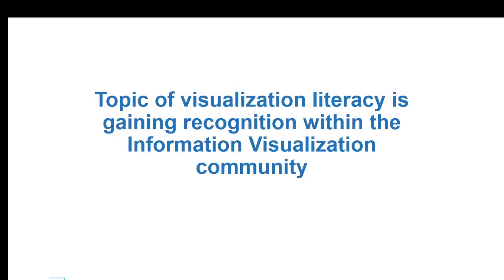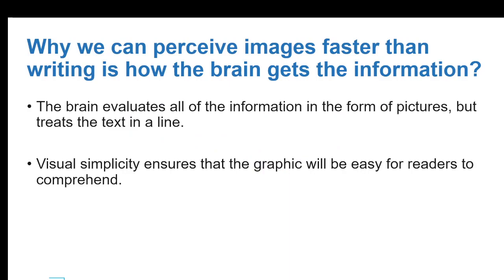Then definitely the topic of visualization literacy is gaining a lot of recognition within the information visualization community. But the question is, again, why can we perceive images faster than writing, and how does the brain get information? The quick answer for this is we are visual subjects, and all information that comes through the eyes is going to be processed like pictures.